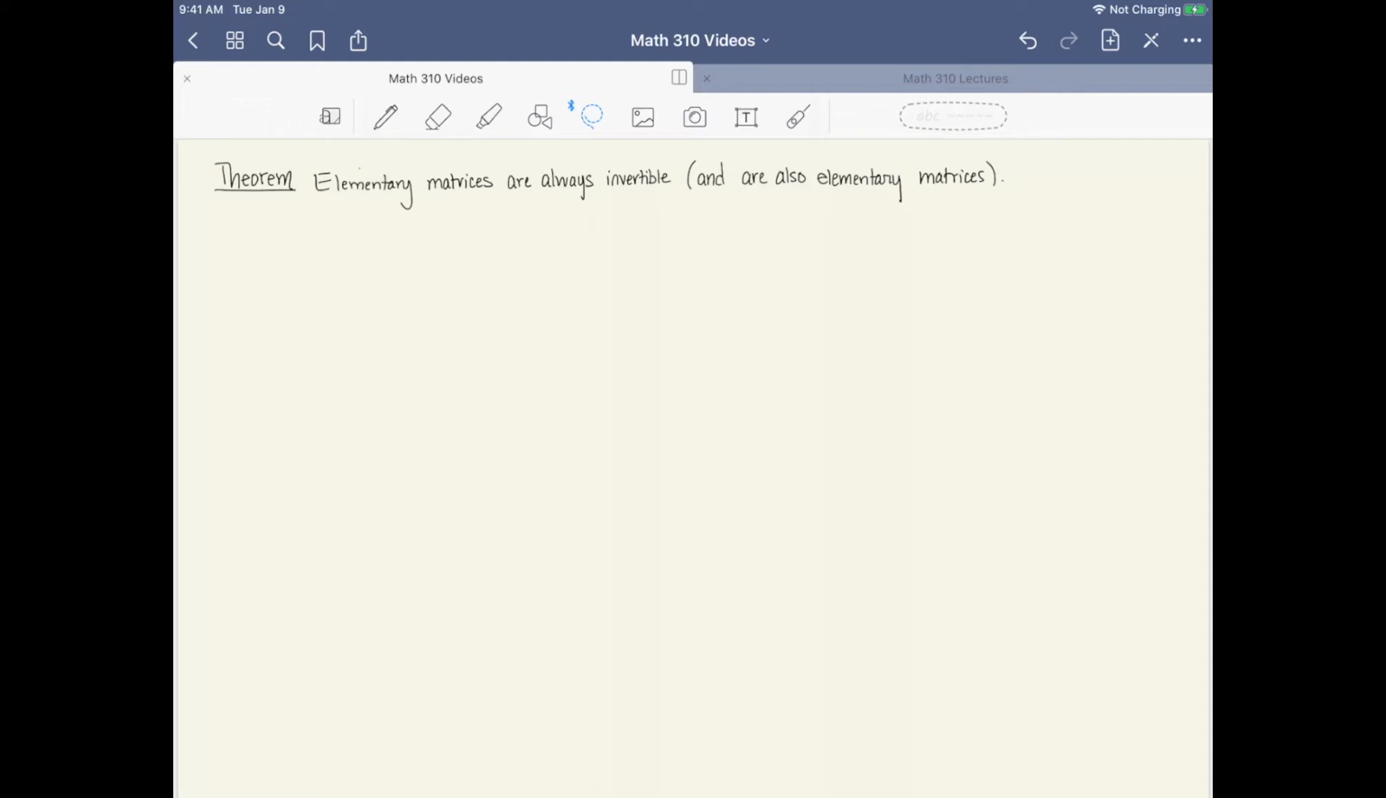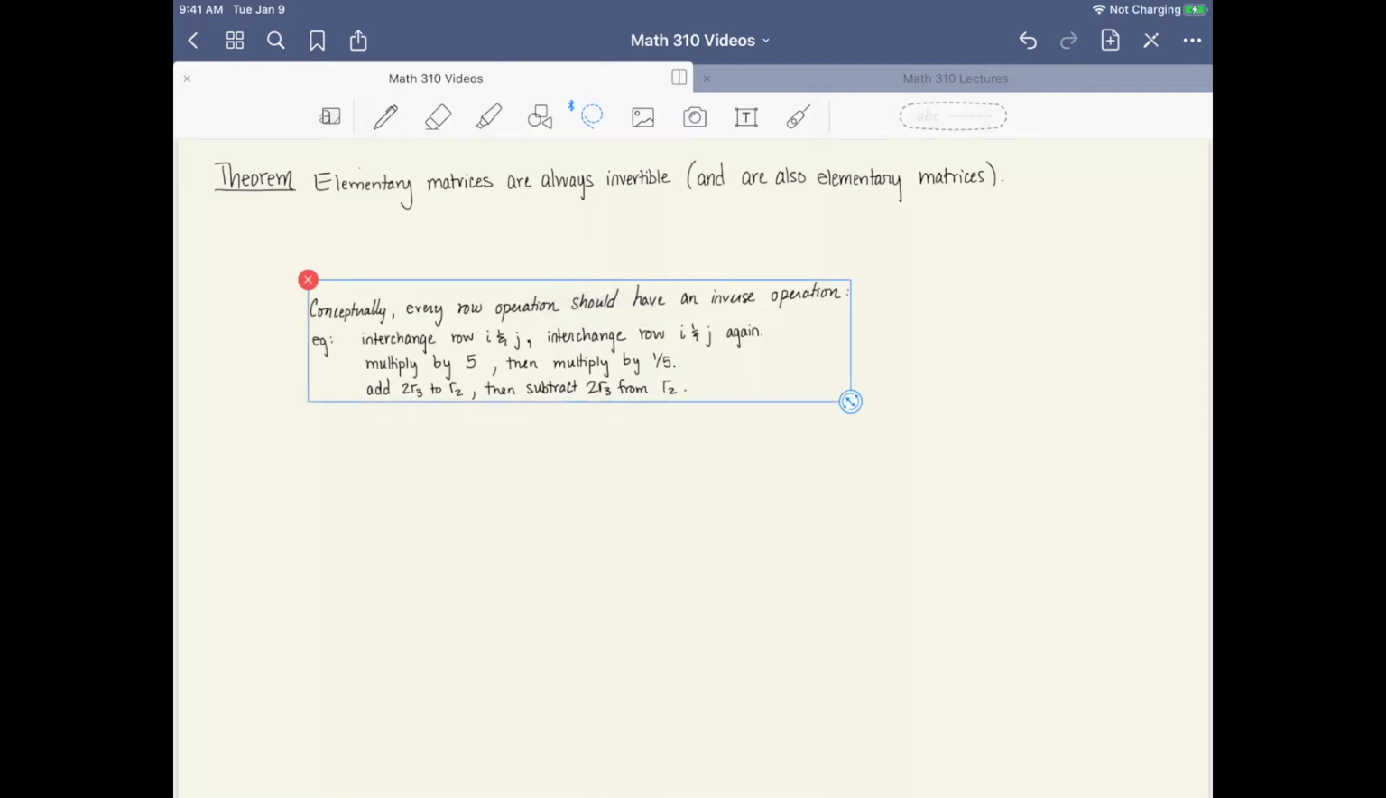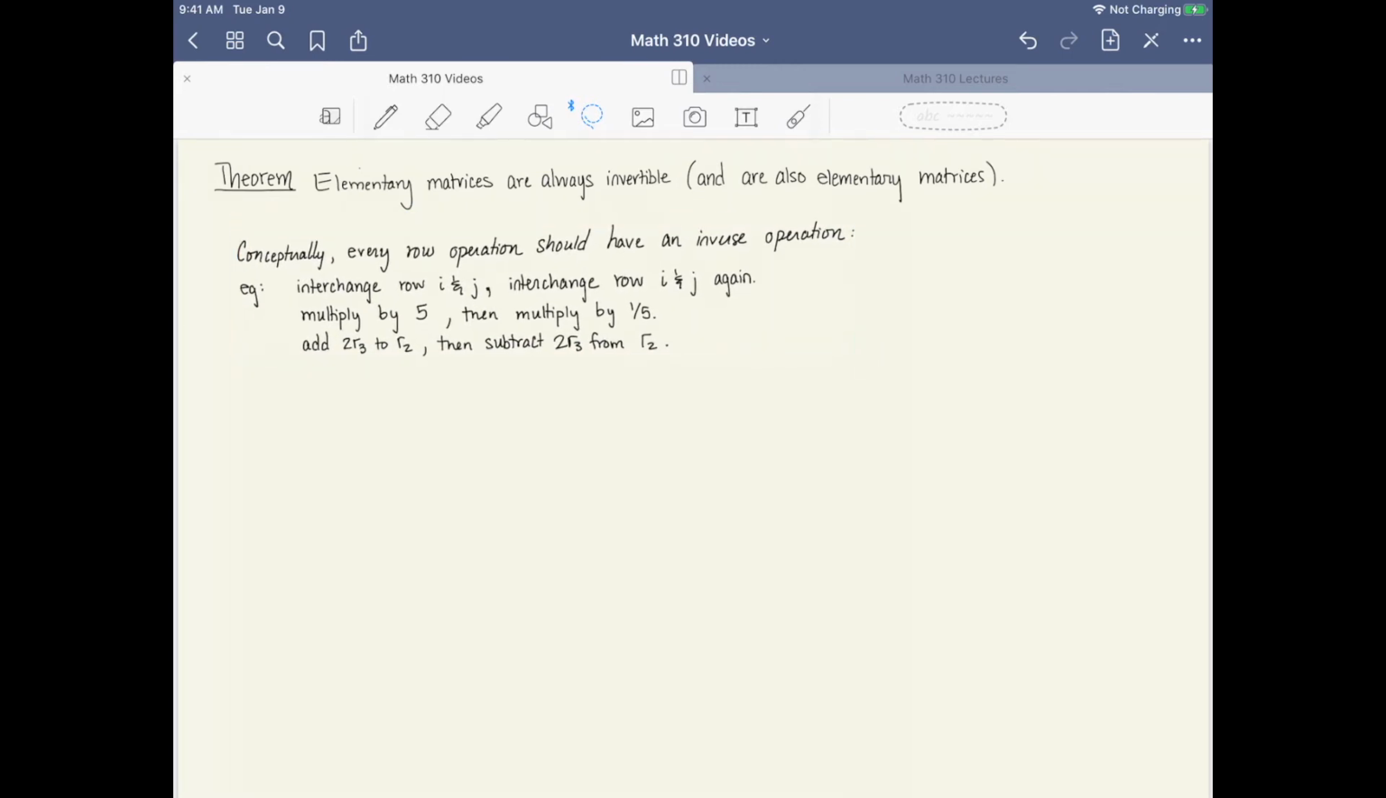And conceptually, this ought to make sense. So if you've got a row operation that, say, interchanges row i and row j, you should be able to undo this. And in fact, you just interchange row i and row j again in order to undo that particular row operation. If you think about multiplying a row by a scalar, this is also something that you can undo by going backwards. If you've multiplied a row by 5, then you would multiply by 1/5 to undo that. And likewise, if your row operation, say, adds 2 row 3 to row 2, then to undo that, you would subtract 2 row 3 from row 2. So elementary matrices are invertible because you can go backwards with row operations.